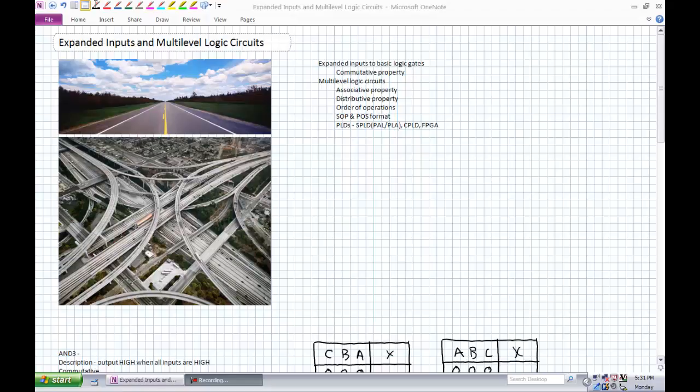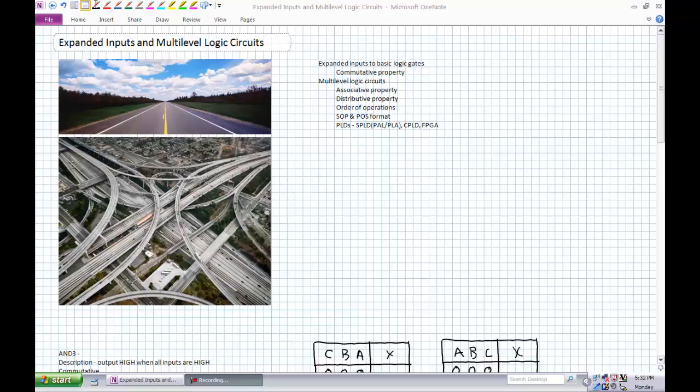Up to this point, we've got our learner's permit and we're driving around on two-lane country roads. We're going to step it up a notch here, bring in some intersections, bring in some overpasses, and deal with some traffic. First off, we're going to expand our inputs. We have mentioned previously that the AND gate has two inputs, and the OR gate has two inputs. Expand those inputs. We're going to have three inputs, four inputs, so on and so forth.